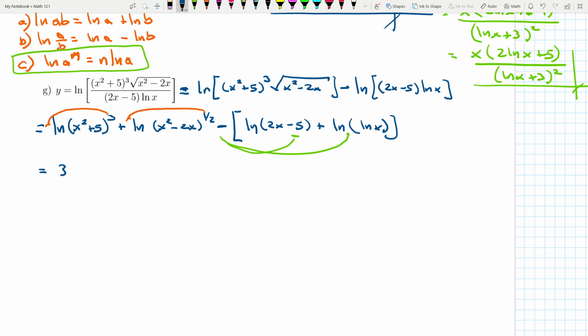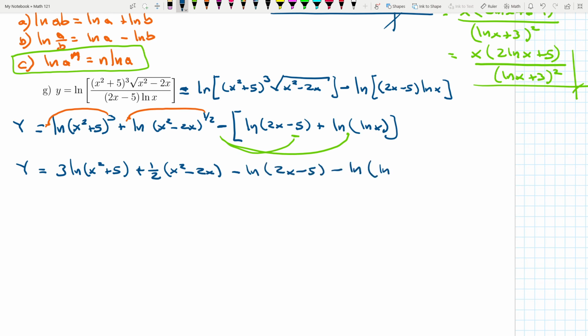So this will be 3 ln of (x squared plus 5) plus 1/2 ln of (x squared minus 2x) minus ln of (2x minus 5) minus ln of ln x. And yes, we have many terms here to differentiate. However, these are a lot more simple to differentiate. So this is what we're going to do.